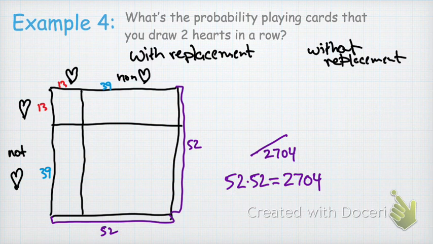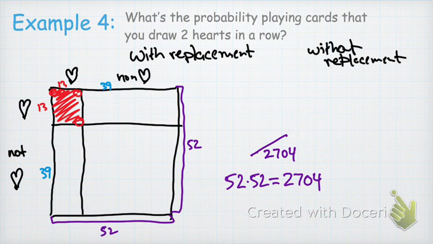And now we want to know how many of these possibilities involve us having two hearts. So this section right here are the possibilities of us getting two hearts, right? This is ace of hearts and ace of hearts. This is ace of hearts and two of hearts. This is the ace of hearts and the king of hearts. This is the king of hearts and the king of hearts, right? So those are all the different ways of doing that.